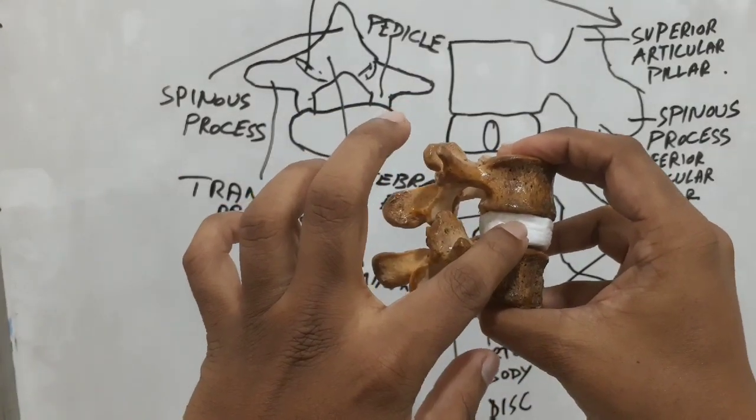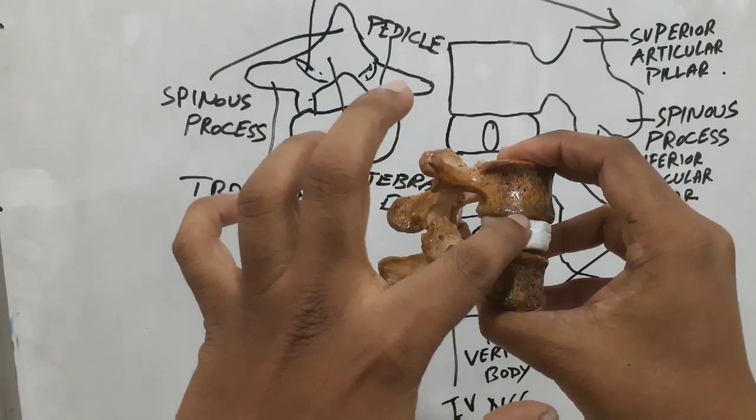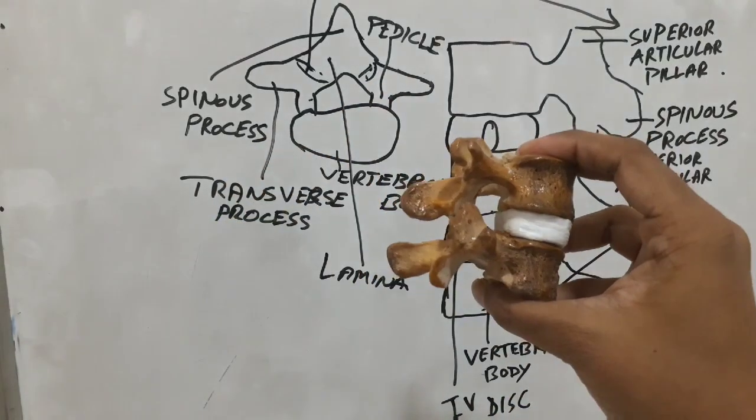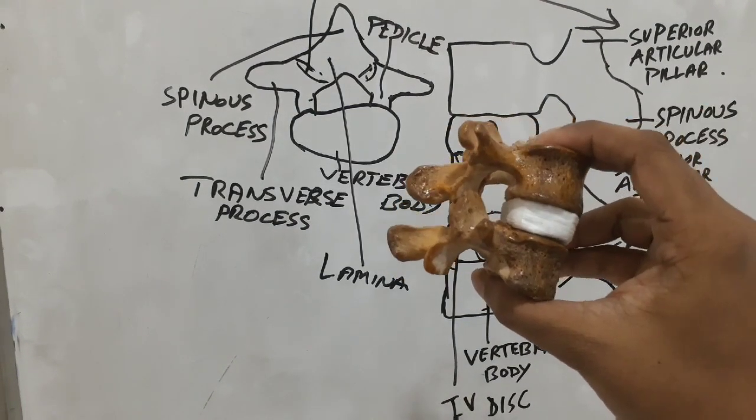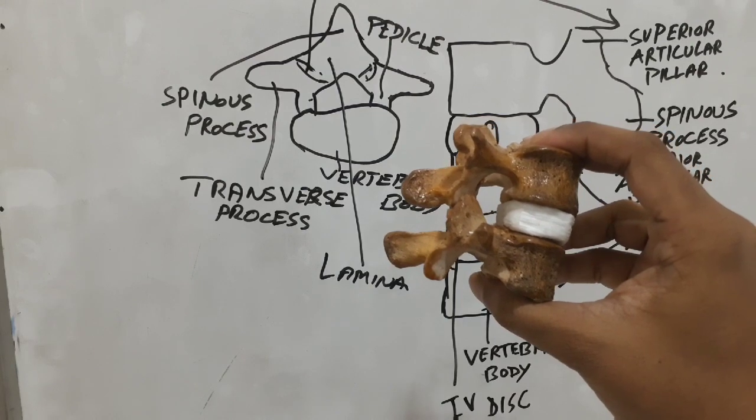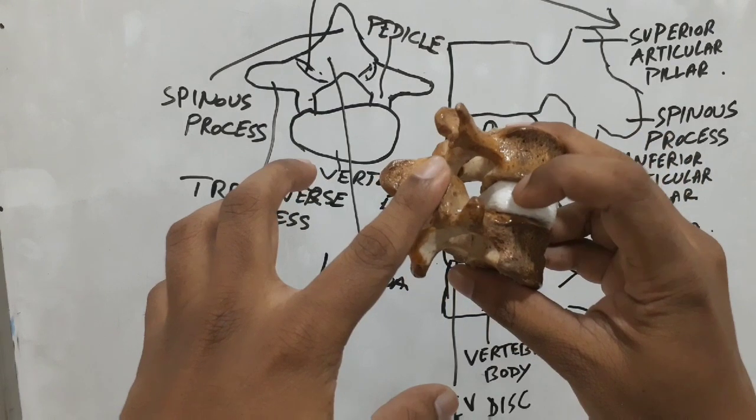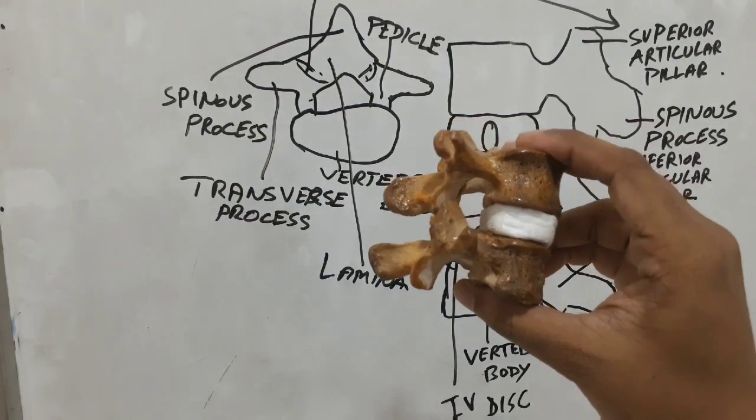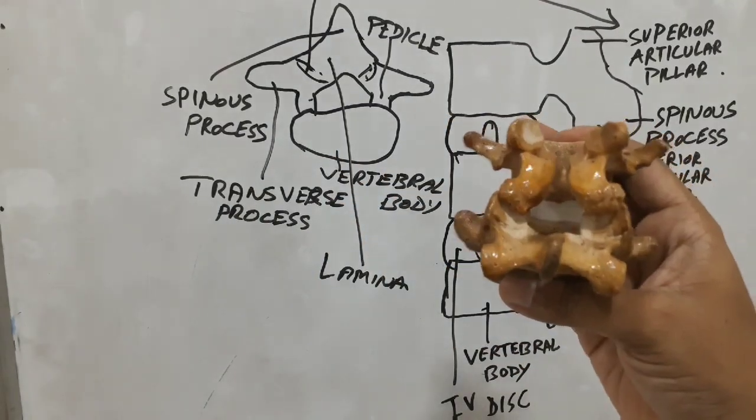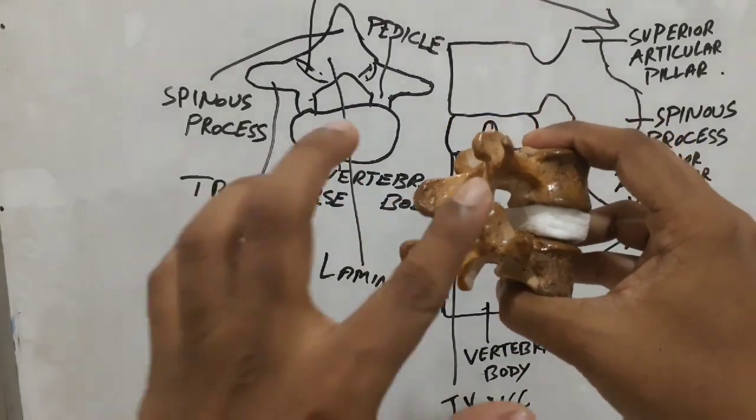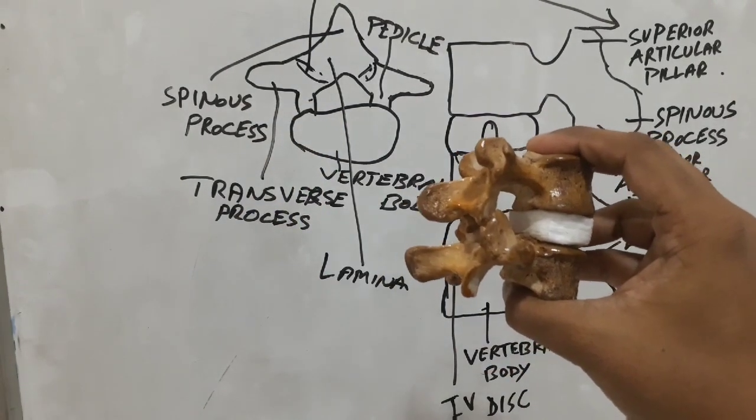And then this is the interbody joint with the intervertebral disc. This is not a synovial joint, this is a symphysis type of joint. You must have learnt in the classification of joints. This is an amphiarthrosis. So it is a symphysis type of joint. So these two joints we have to discuss in kinematics and kinetics.